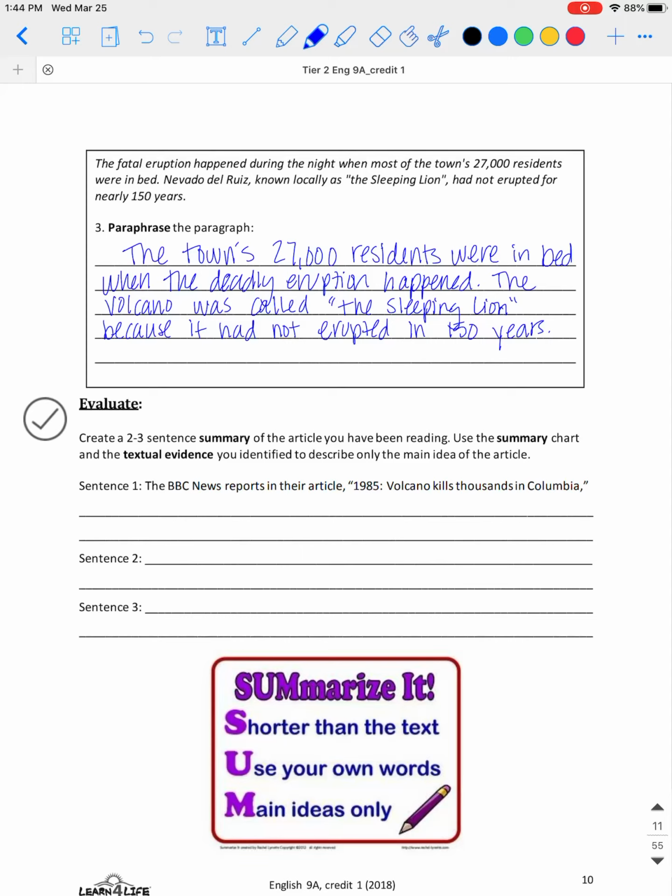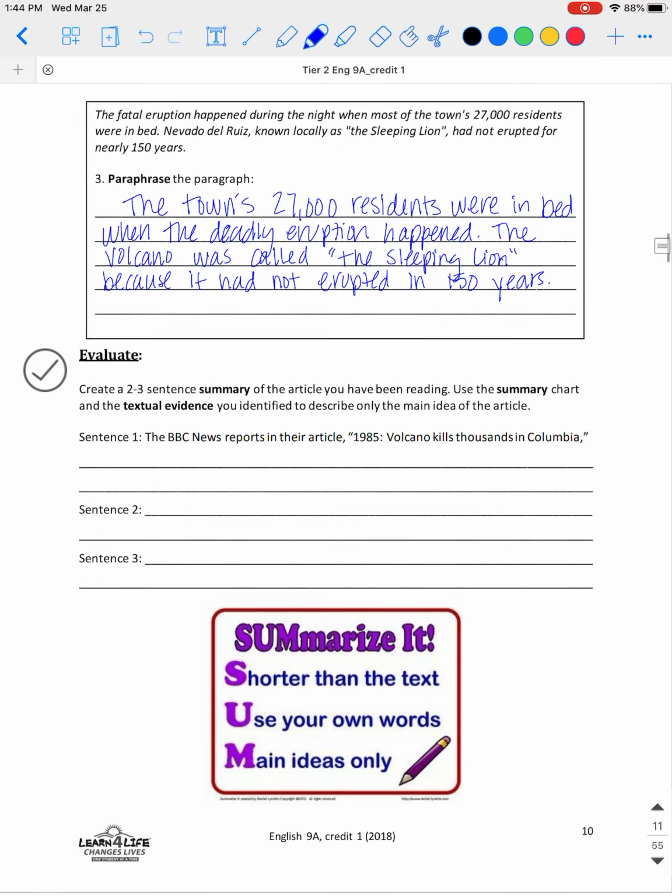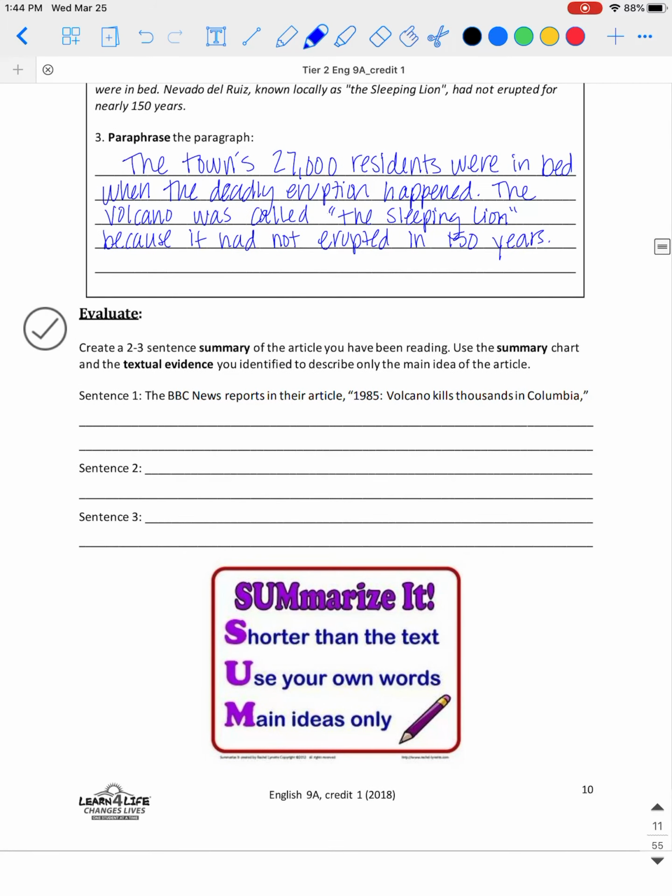You guys can choose to use my paraphrase or write your own example. At the bottom of this, you've paraphrased the article, and now it wants you to write a summary of the article. We worked on a summary previously. So go ahead and write 3 sentences. You're going to finish off that first sentence that they gave you: The BBC News reports in their article, 1985 volcano kills thousands in Colombia. Go ahead and finish that sentence and write 2 more sentences.